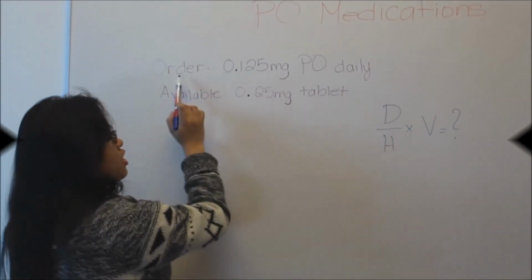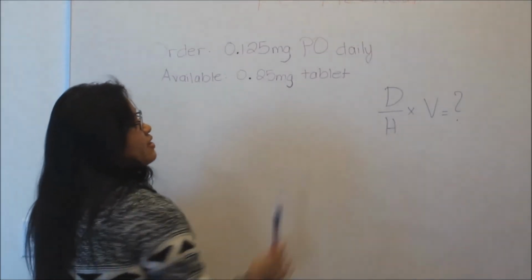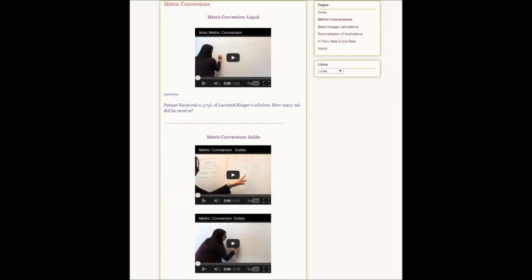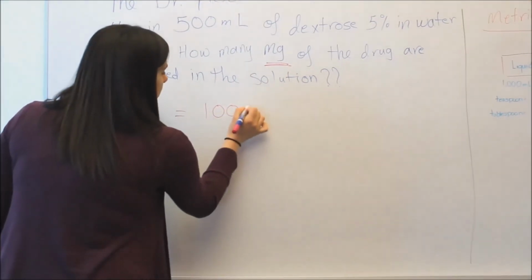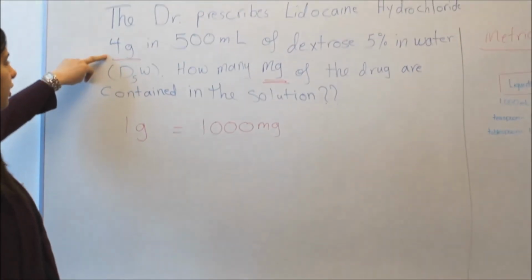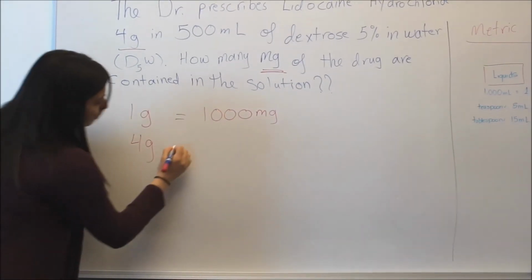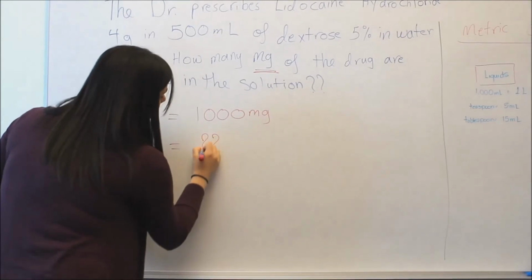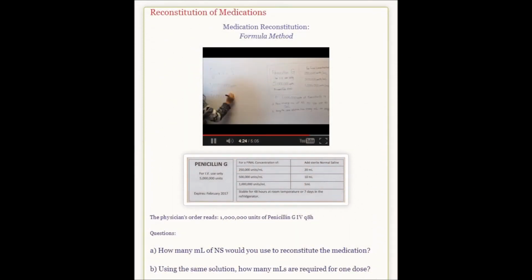D equals your doctor's orders, H means what's available on hand, and V being your vector or your vehicle. 1 gram equals 1,000 milligrams. And we have here 4 grams. We want to know how many milligrams. So we're going to do cross multiplication.